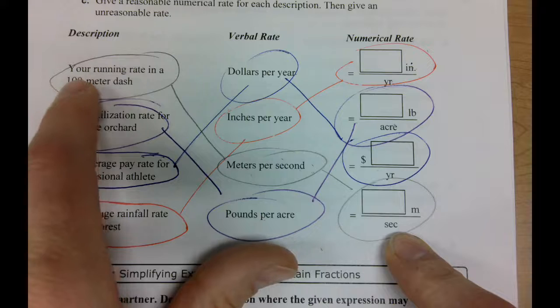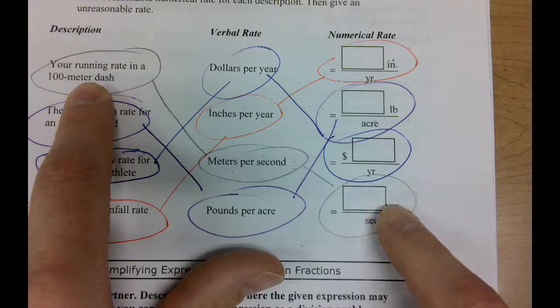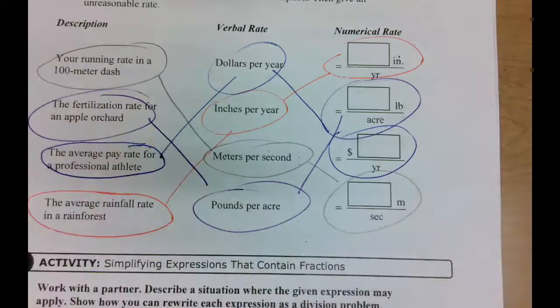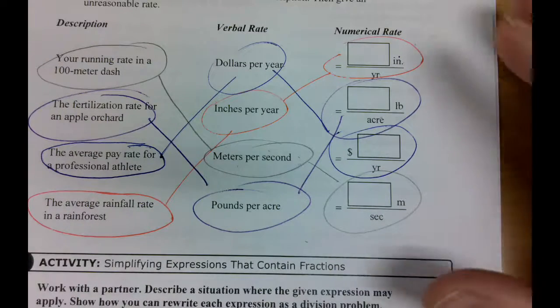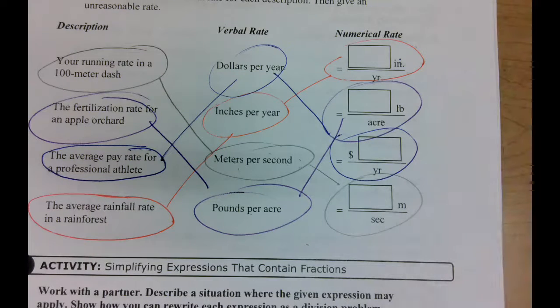Let's emphasize that: your running rate. How fast do you think you'd run a 100-meter dash in meters per second? Let me give you 10 seconds, maybe 20, just to put a number in. If you have no idea, still put down a guess just for fun as we look at talking about rates.